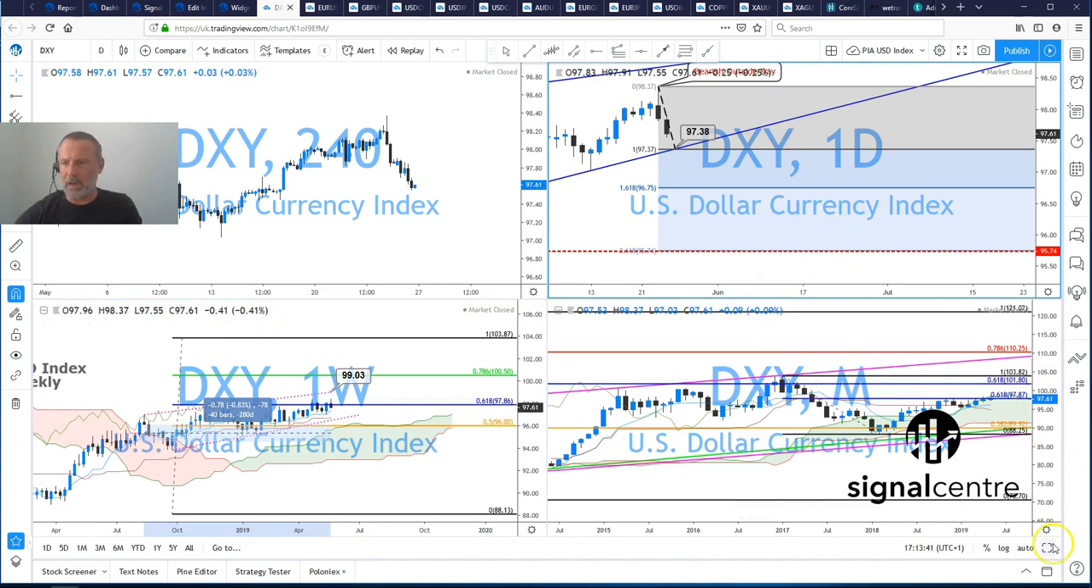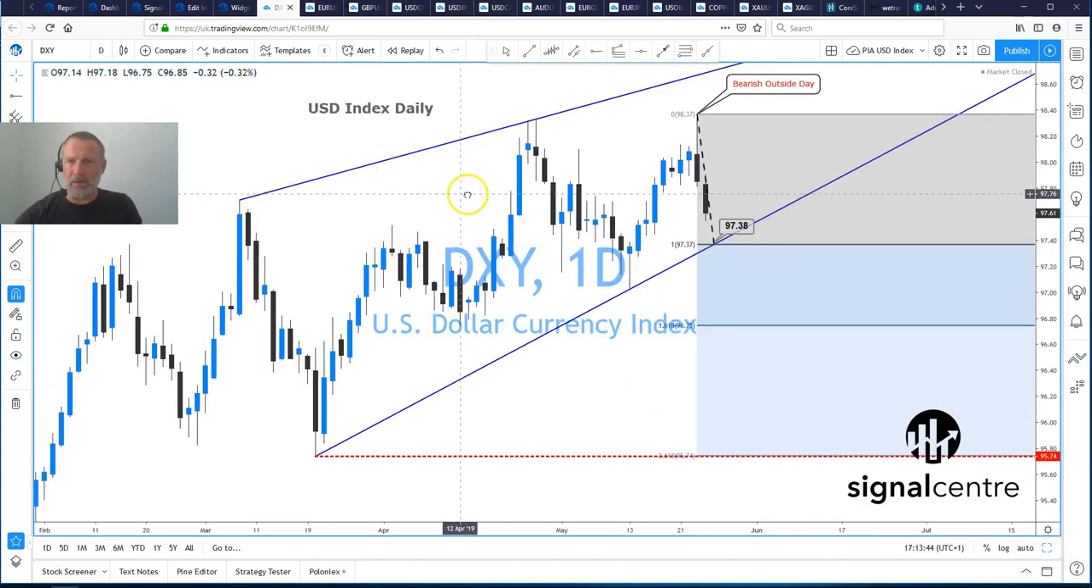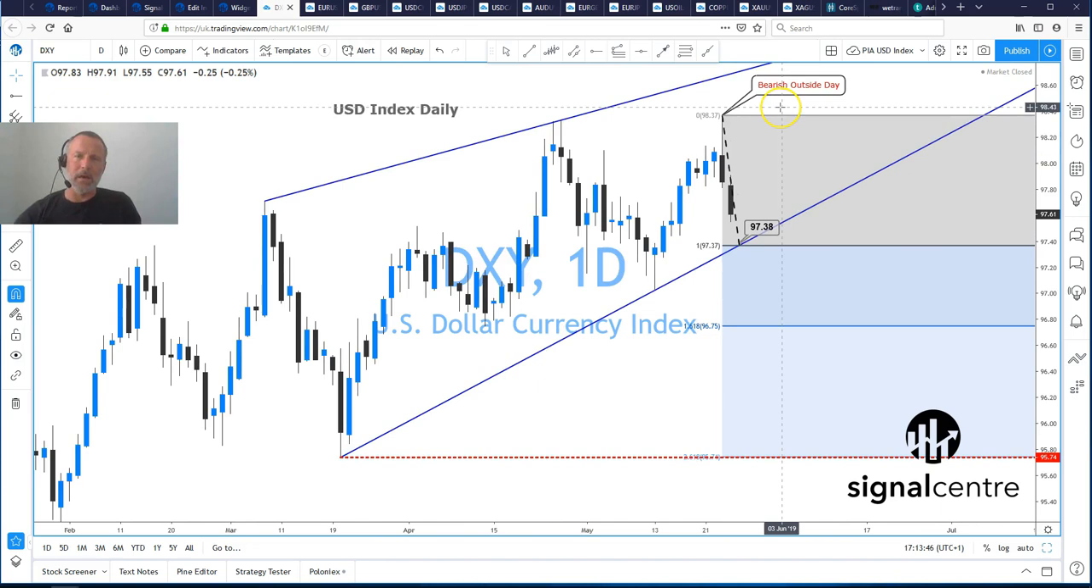If we go to the daily chart, here we can see a bearish outside day. That candle formation often indicates the end of a trend and the start of a new downward bias. We have got trend line support here, which comes in around about 97.38. So we've seen 2 days of net losses, Thursday and Friday of last week.